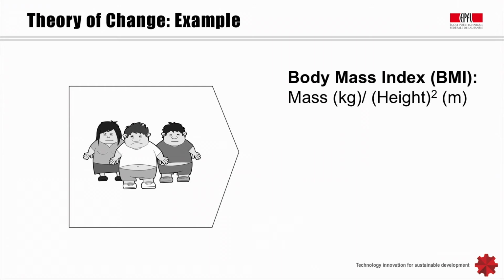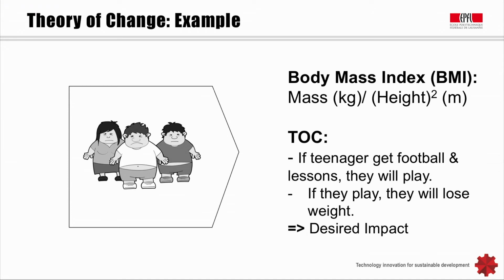BMI is obtained from the height and mass of a person as a ratio of mass in kilograms over the square of your height in meters. So our long-term objective or social impact is to reduce teenage obesity in this village. So our theory of change statement becomes, if teenagers receive a football and football lessons offered by football icons, for example, then they will start playing football. And if the village teenagers play football regularly, then they will lose weight and teenage obesity will be reduced, which is the desired impact.